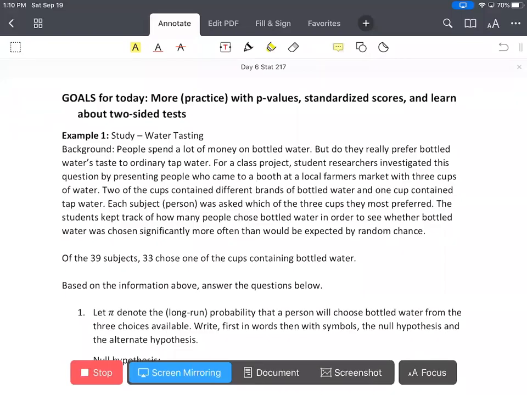Day 6. So the goals for today are more practice with p-values and the standardized scores, and to learn about two-sided testing. Now, you're like, oh my gosh, this packet looks long. Here's the thing. Example 1, I want you to take the time and work yourself. I will post a solution to it, but this is kind of pulling a lot of what we've done together in one place. It doesn't have absolutely everything.